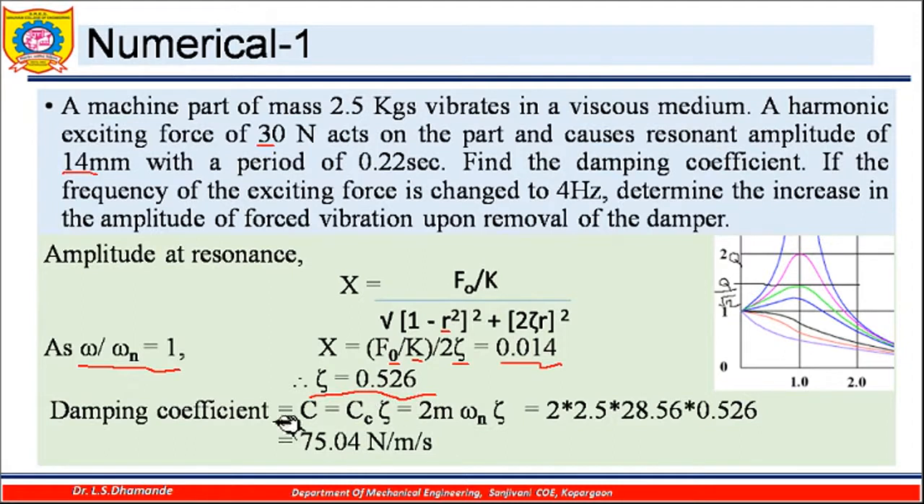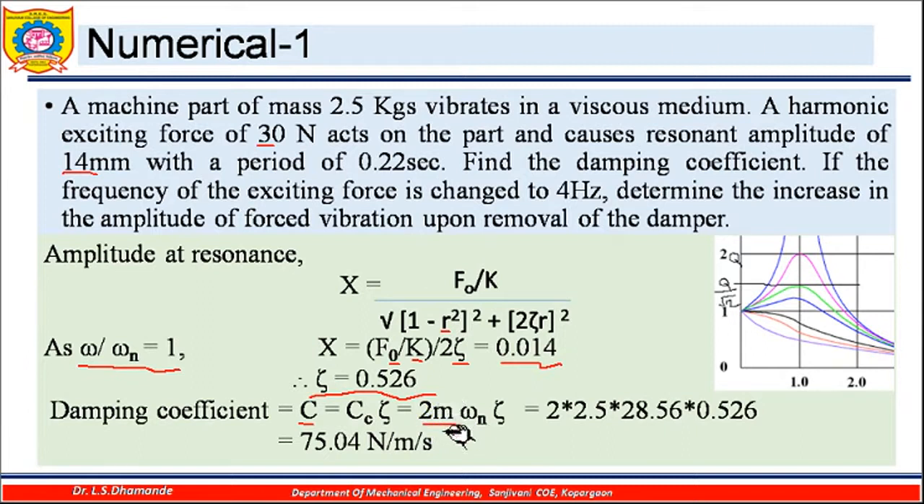Now once I get the zeta, we know that zeta is equal to C by Cc, that is damping coefficient by critical damping coefficient. It is the ratio of these two, okay, damping factor. So once I get a damping factor, if I multiply Cc by the zeta, I will get the value of this damping coefficient C. So we know that Cc is given by 2m omega n.